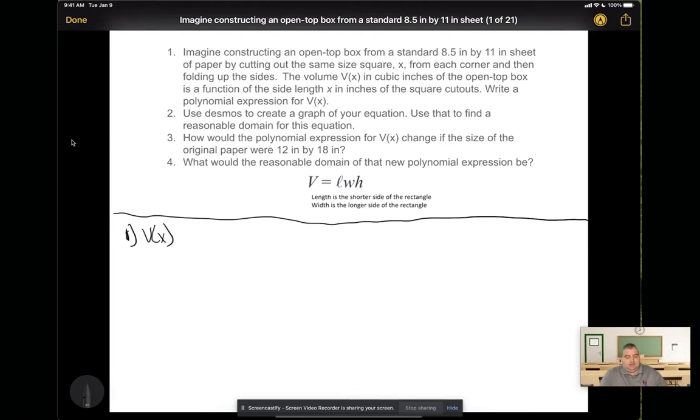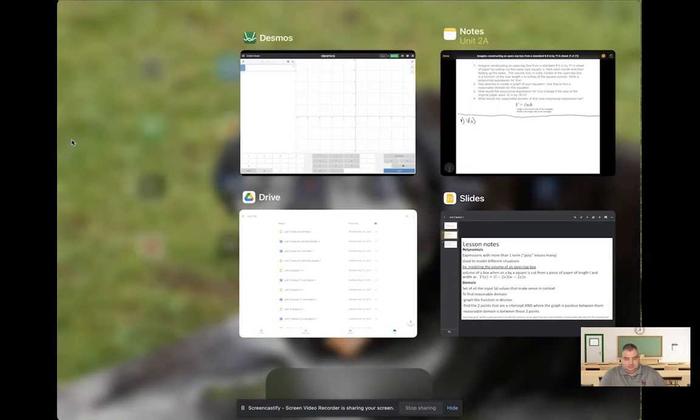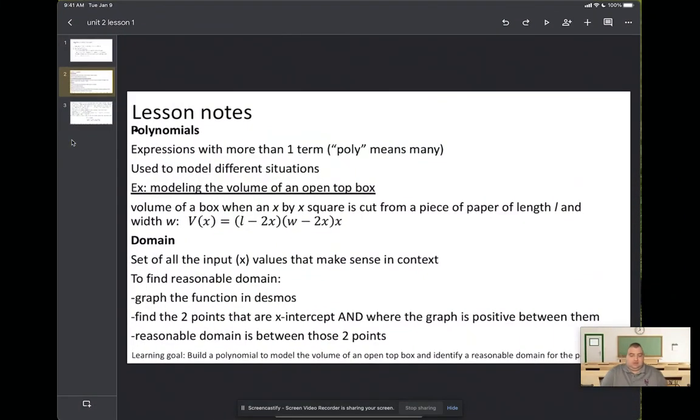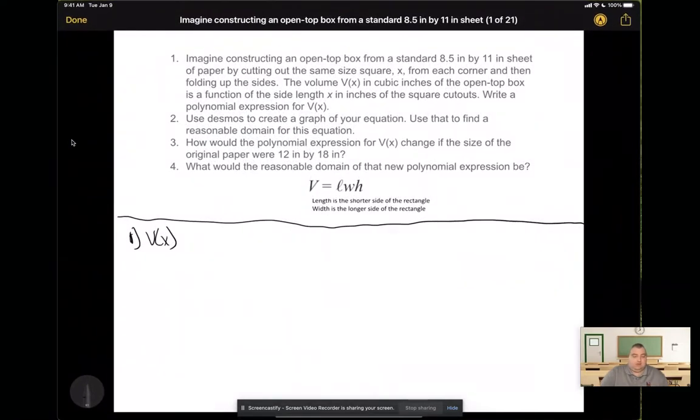So to do that, I'm going to go to the formula that was given in the lesson notes. That's this formula right here. So L, or length minus 2x, times W, or width minus 2x, times x. So I'm going to rewrite that formula and fill it in. So it's L minus 2x times W minus 2x times x. So I just need to fill in the length and the width.